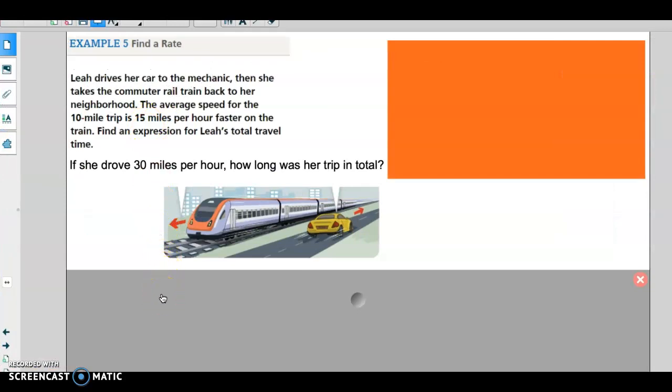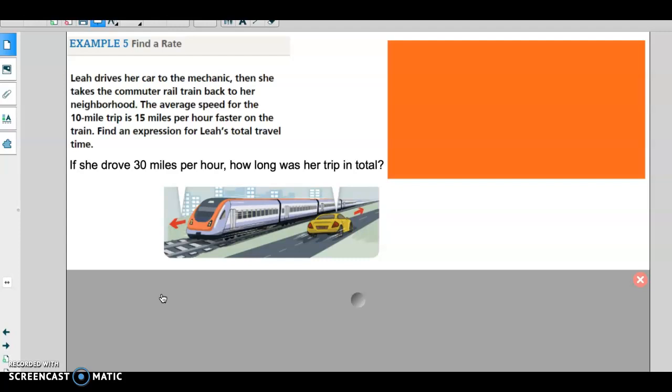It says, and it's in Pearson, Leah drives her car to the mechanic. Then she takes the commuter rail train back to her neighborhood. The average speed for the 10-mile trip is 15 miles per hour faster on the train. Find an expression for Leah's total travel time. And then also, if she drove 30 miles per hour, how long will her trip in total be?